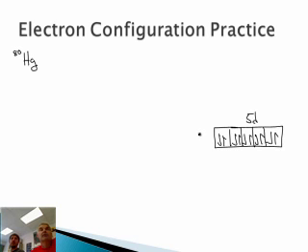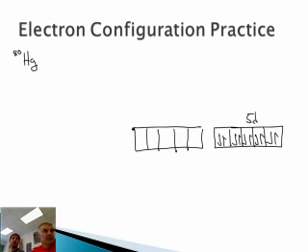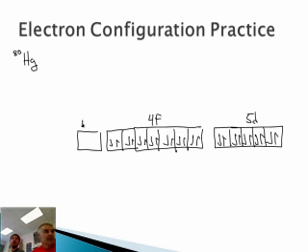Before 5d comes 6s. No, it's the f, isn't it? Oh, the f. You're right. Sorry, 4f. Big long thing here. So this is the 4f, and it's going to be filled: 1 through 14. And before 4f is 6s. Just one box, 6s, full.